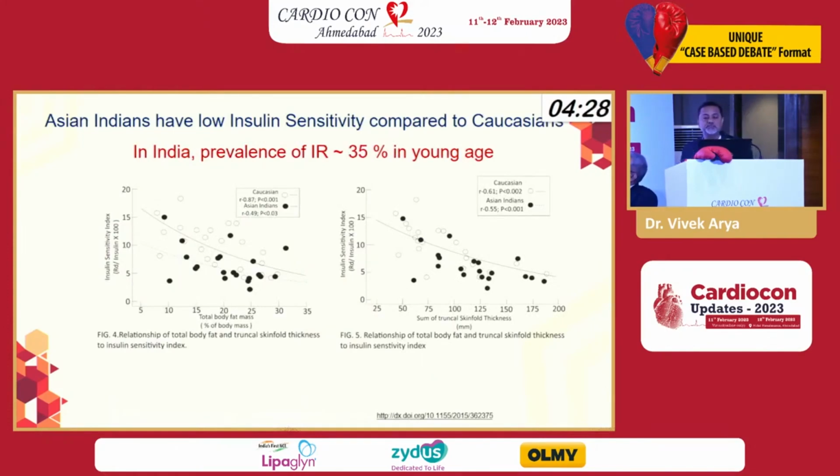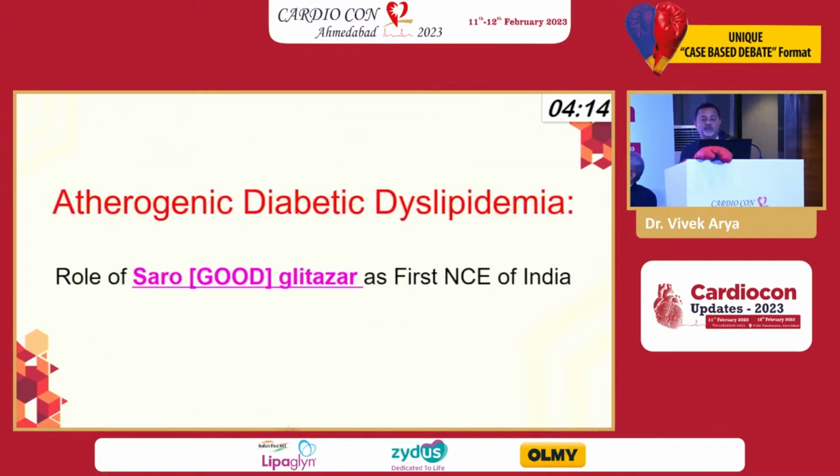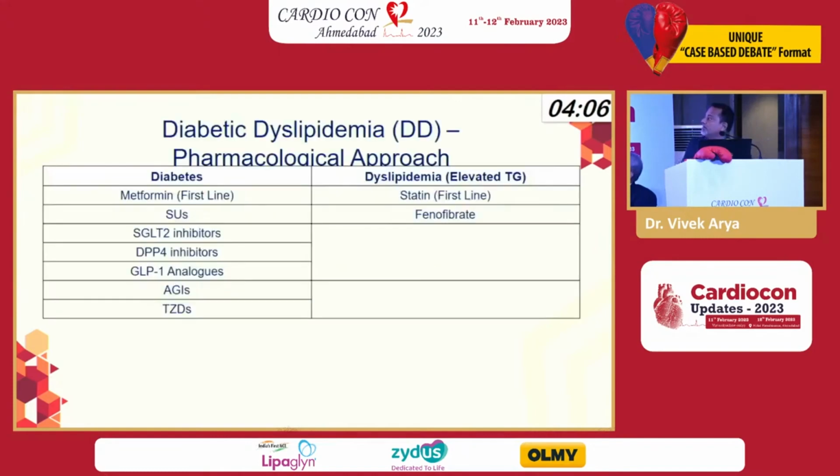Almost 35% at young age will have insulin resistance. Insulin sensitivity is pretty low. So we have to understand the pathophysiology in this kind of diabetic patient, why a diabetic patient got CAD first of all, and what should be done for that. So, atherogenic diabetic dyslipidemia and the role of saroglitazar, which is the first new clinical entity.